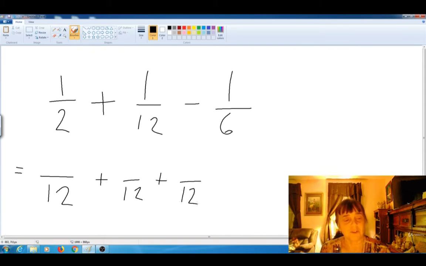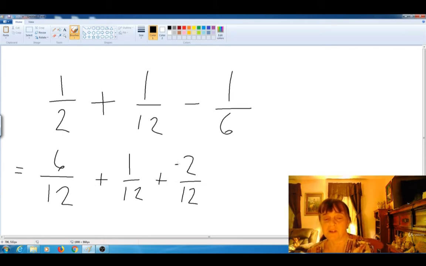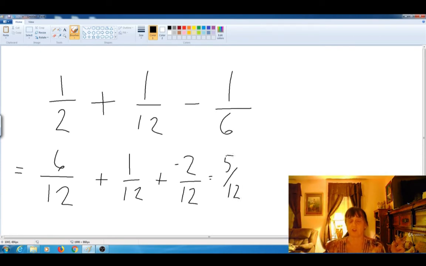Okay, 12 into 2 is 6. 12 into 1 is 12. 12 into 6 is 2. Only this is negative. 6 and 1 is 7. 7 minus 2 is 5 twelfths. So my answer to 1 half plus 1 twelfth minus 1 sixth is 5 twelfths. And you'll get the same answer if you change it to decimals, but I wouldn't suggest that.